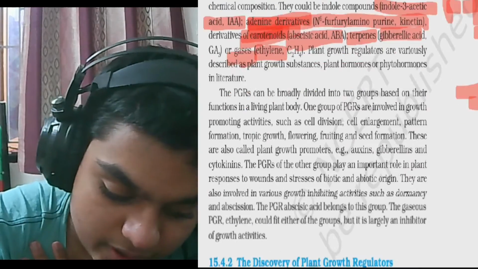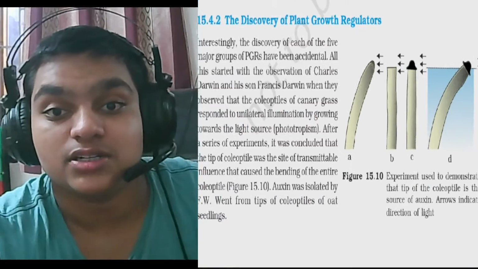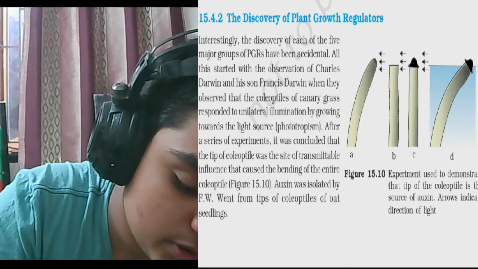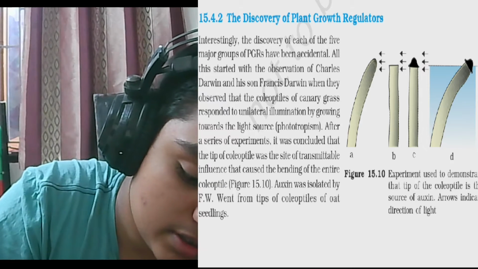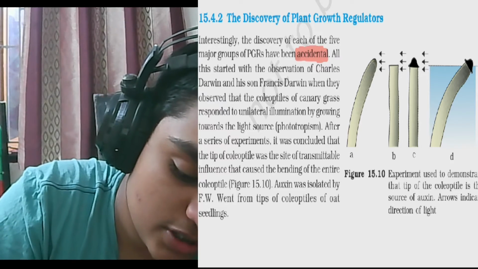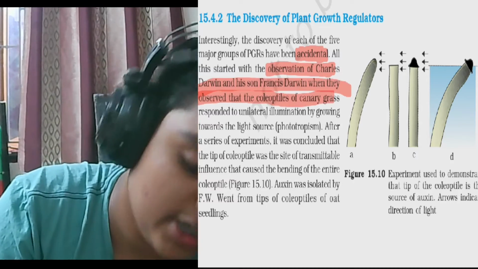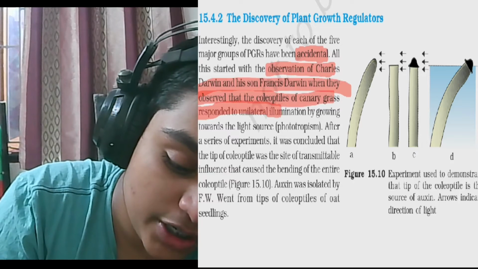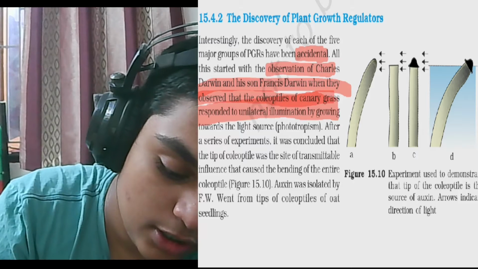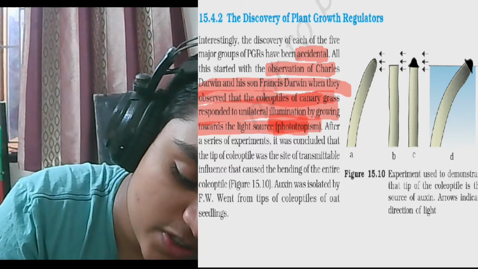And that's it. Now let's see the discovery of these PGRs using coleoptile. Interestingly, the discovery is accidental. All this started with the observation of Charles Darwin and his son Francis Darwin, when they observed that the coleoptiles of canary grass responded to unilateral illumination by growing towards the light source, phototropism.